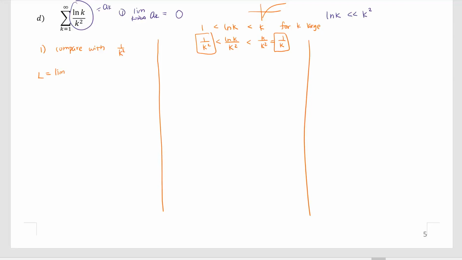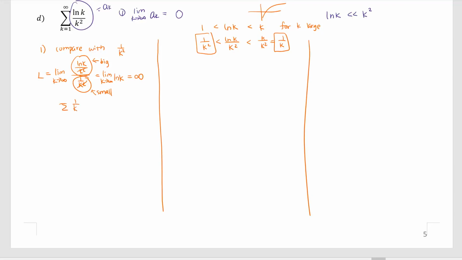Okay, and let's see, what's L? So L is our series over the series we want to compare with. And k squared cancels, so we have ln of k. Well, that is infinity. What does that mean? If this is infinity, it means the numerator is a big guy and the denominator is a small guy.